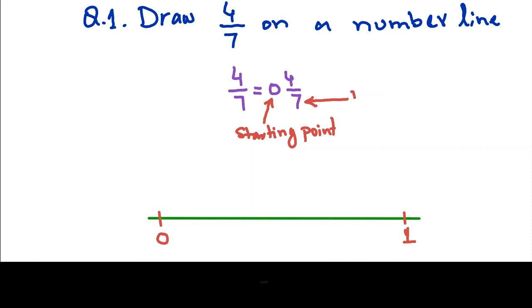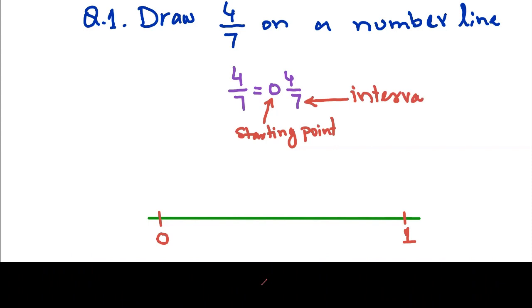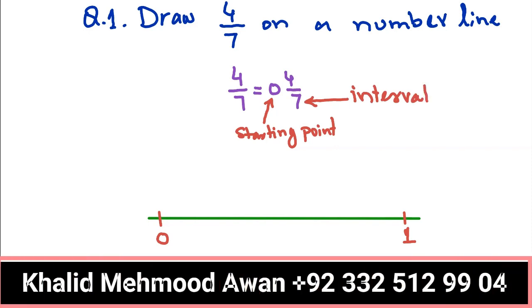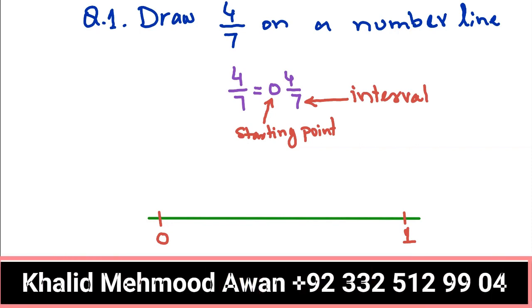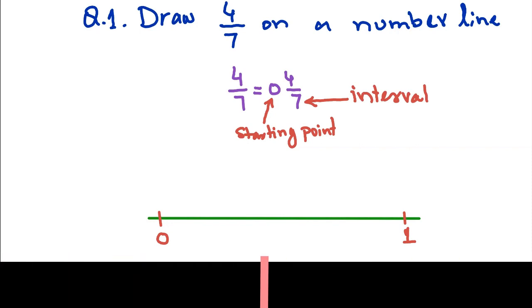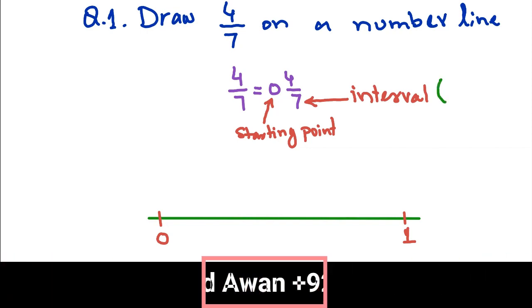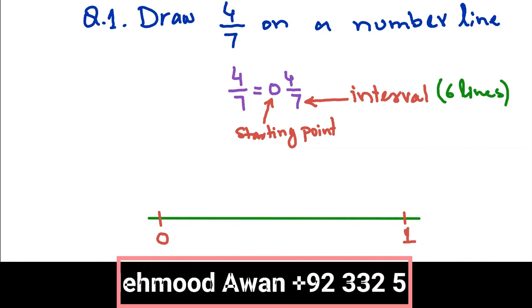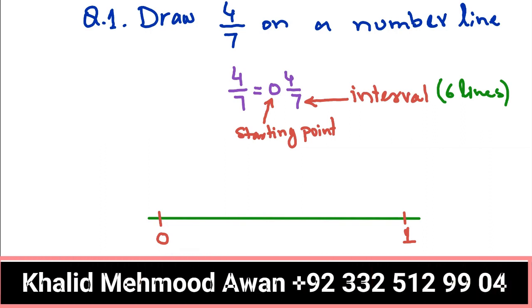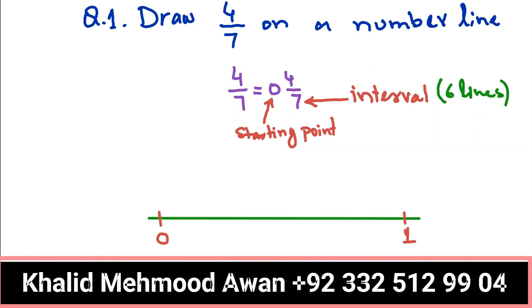This is telling us about the intervals, that how many intervals we have to divide our line from 0 to 1. So it says that there are 7 intervals. For 7 intervals, we must need to know that these 7 intervals contain 6 lines, because whenever we will be drawing 6 lines, it will be making 7 intervals. So we want to check whether it's correct or not. So we are drawing 7 intervals by putting 6 lines.